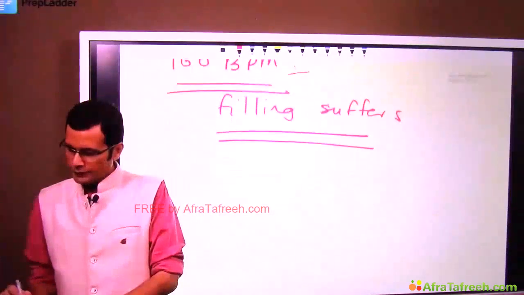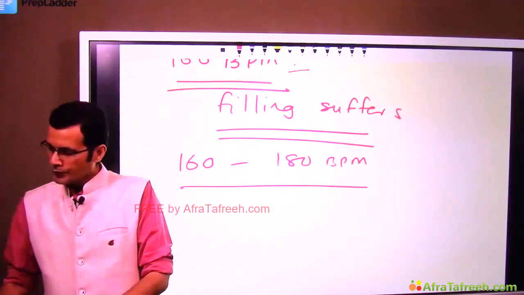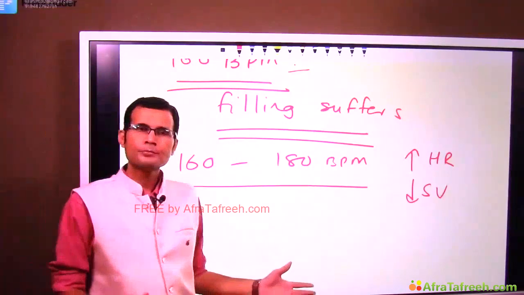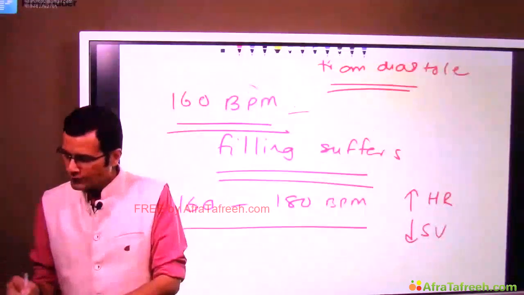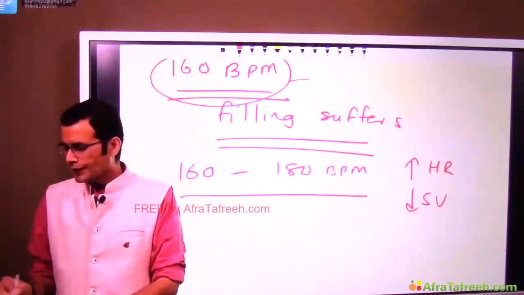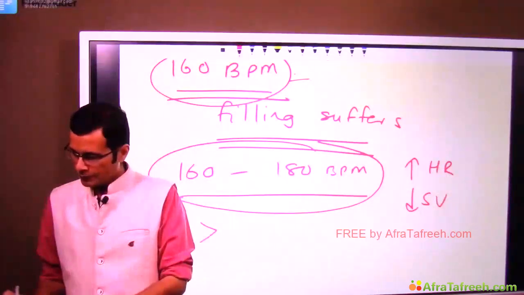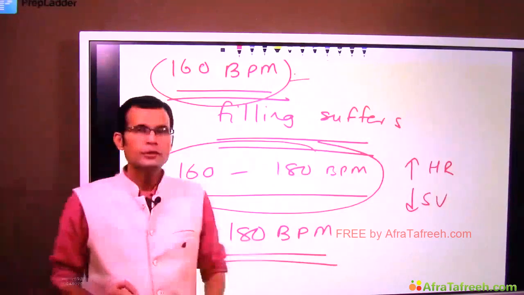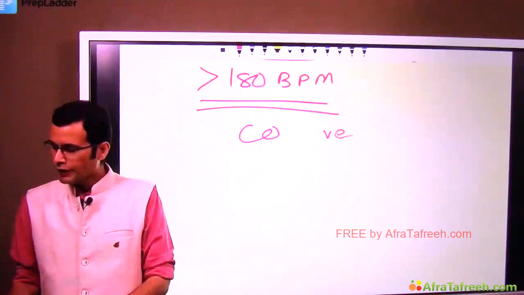And the last point is 160 to 180 beats per minute. What happens is heart rate increases but stroke volume decreases, and therefore cardiac output, which was achieved at 160 beats per minute, can be maintained up to even 180 beats per minute. At more than 180 beats per minute, cardiac output will be dramatically reduced. Cardiac output will be very, very low.